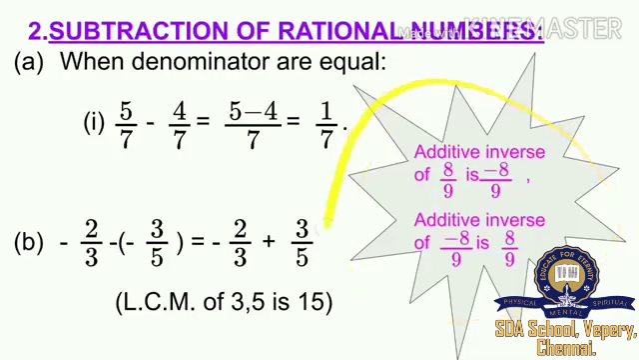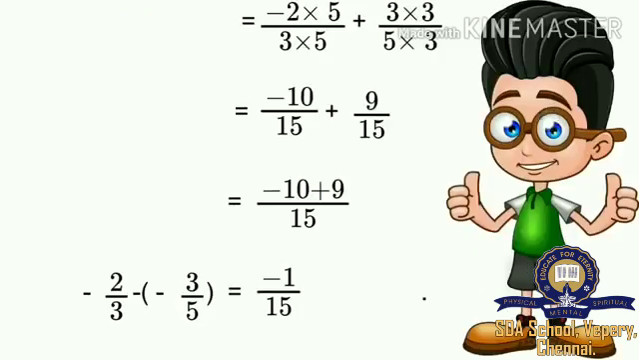And one thing you should learn: if they ask for the additive inverse of 8 divided by 9, if it is positive, you should change it to negative. If it is negative, you should change it to positive. For example, you can see here, the additive inverse of 8 divided by 9 is minus 8 divided by 9. And another one, the additive inverse of minus 8 divided by 9 is plus 8 divided by 9. You just recall it. It's very simple. It's a hint for you.